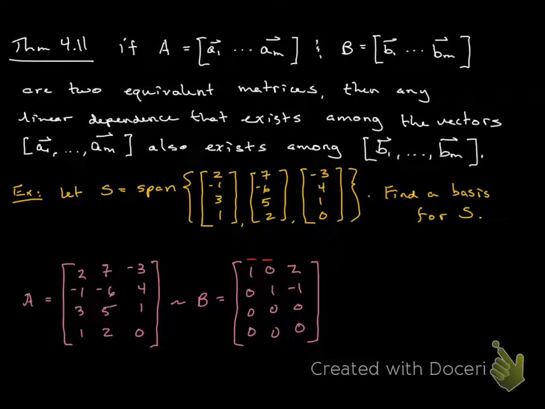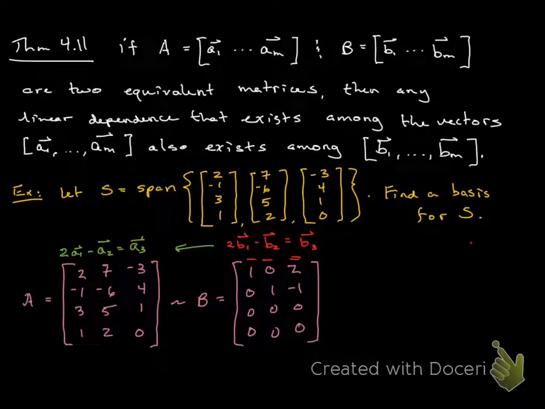We see that some of these columns are linearly independent. These first two columns are linearly independent. The third is a combination of those first two. In fact, 2 times the first column minus 1 times the second column gives me the third column, B3. That dependence is shared with A as well. So 2 times A1 minus A2 is the same as A3. The dependence is shared between the two because they are equivalent matrices.